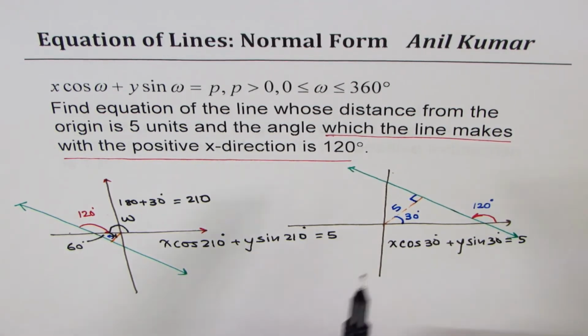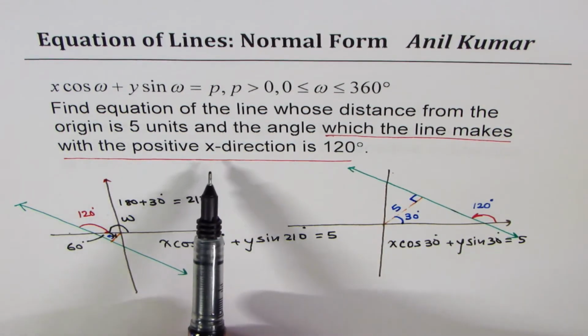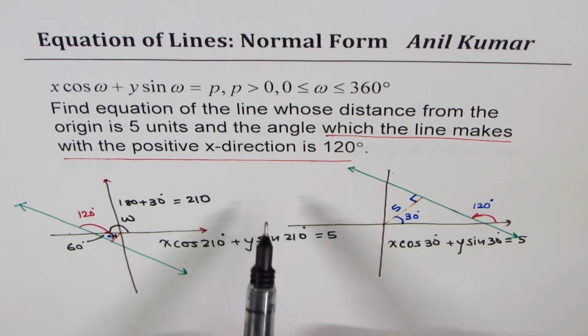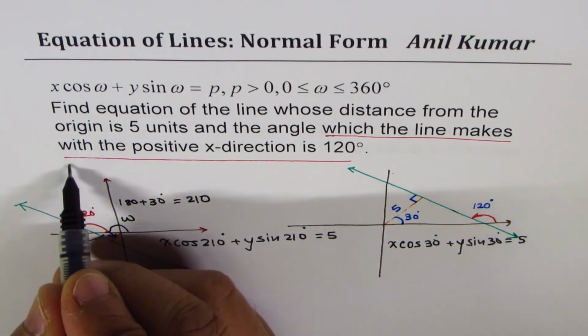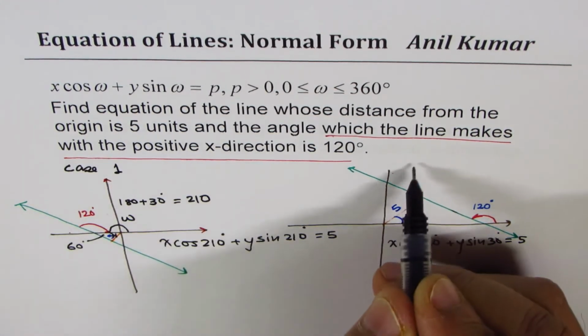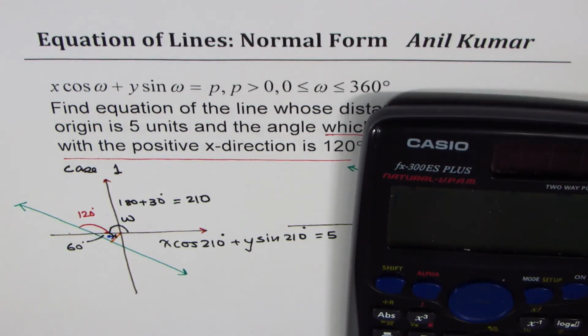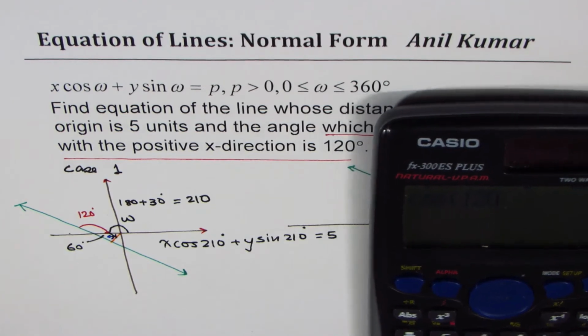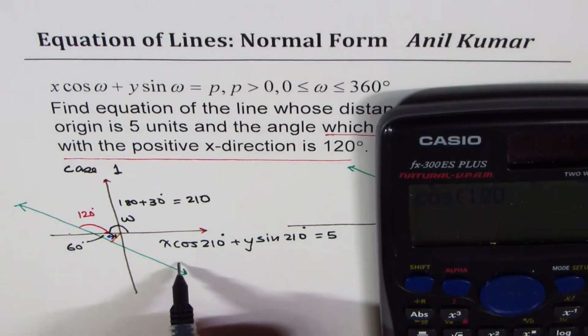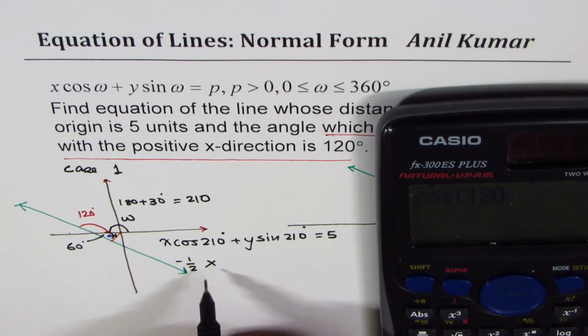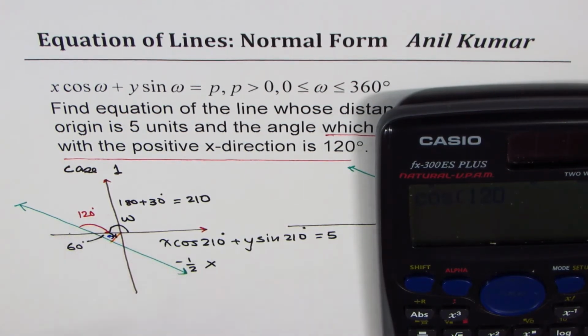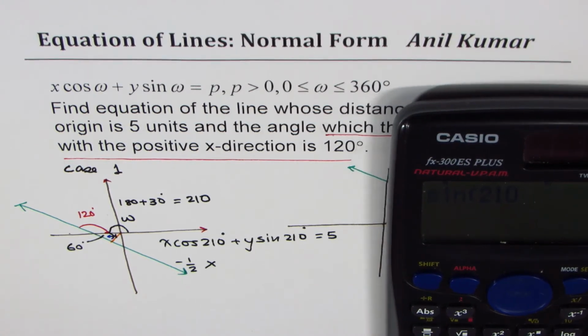So if you are given the angle which the line makes with the positive x direction, as you can see, there could be two cases. We could say case 1 and case 2. Correct? So if I write the equation, cos 120 degrees is minus half. So here what you get is minus half x. Cos is negative here, right? Okay, and sine of 210, both are negative. Sine 210 equals minus half.